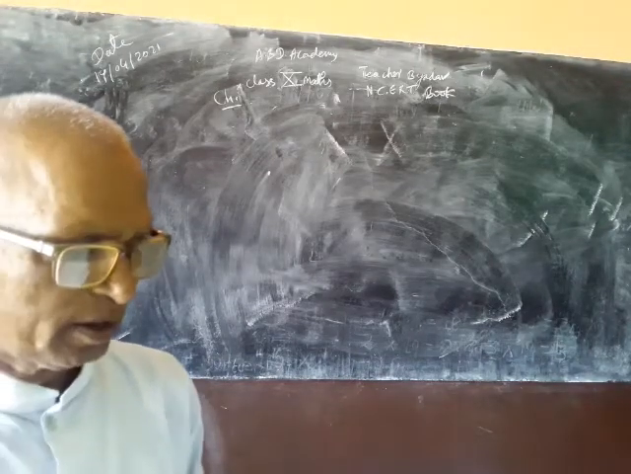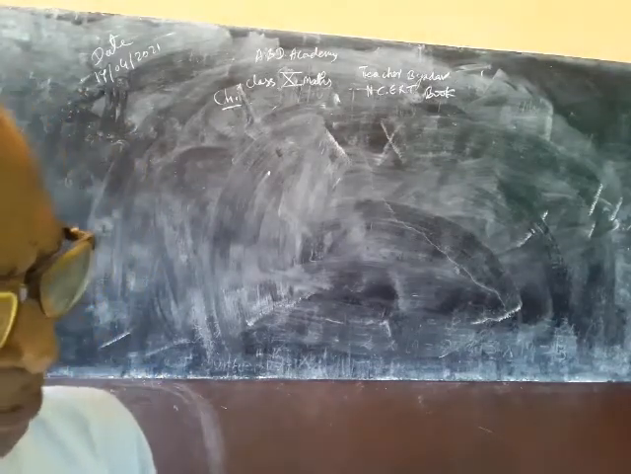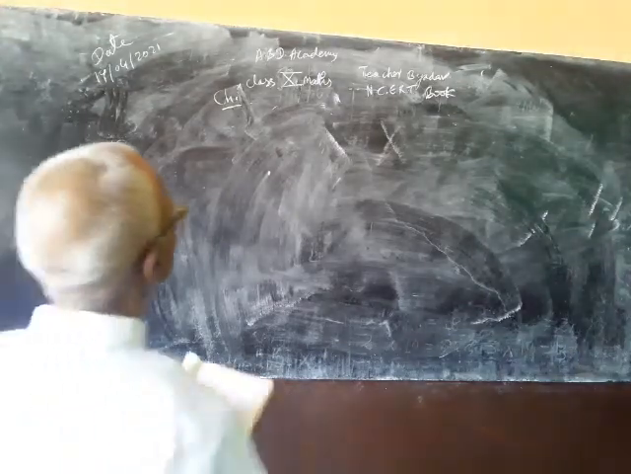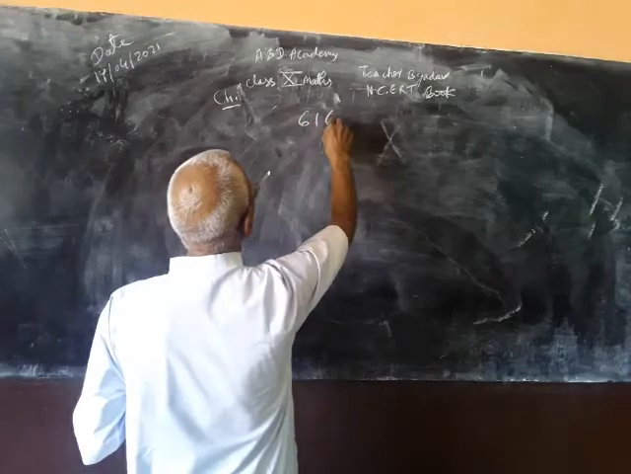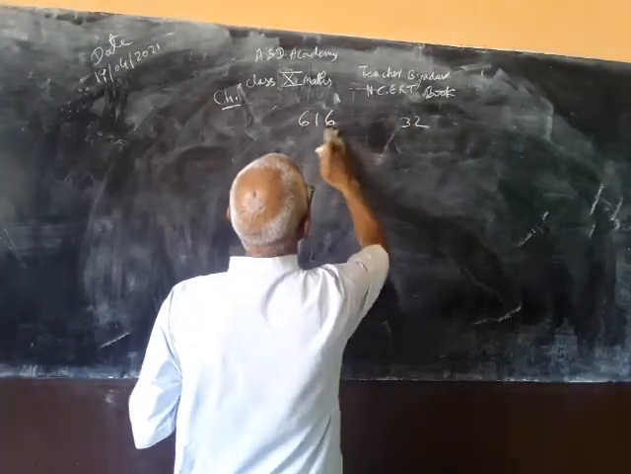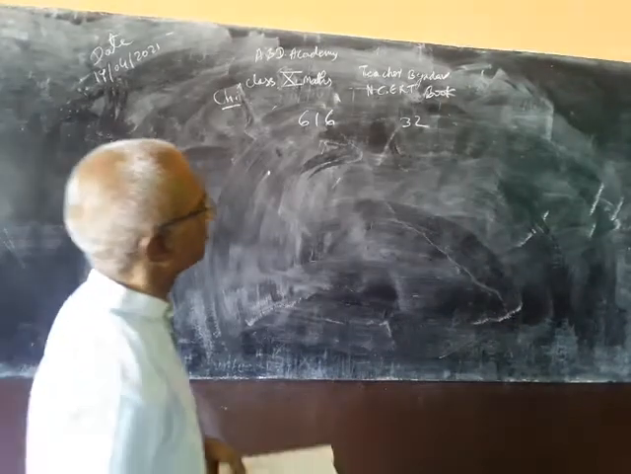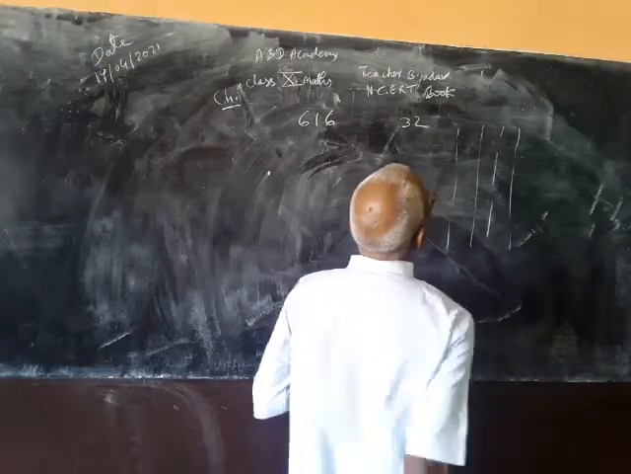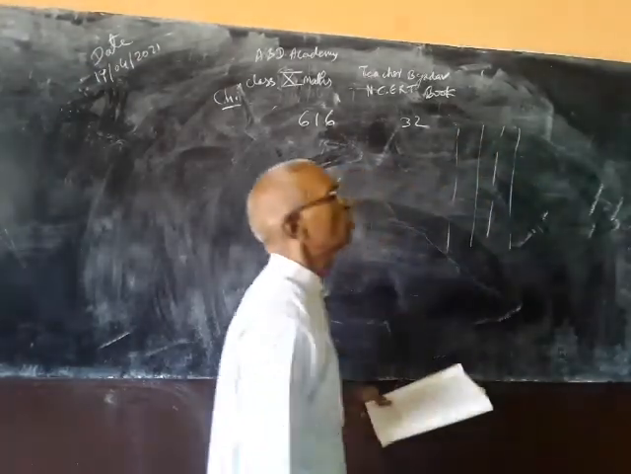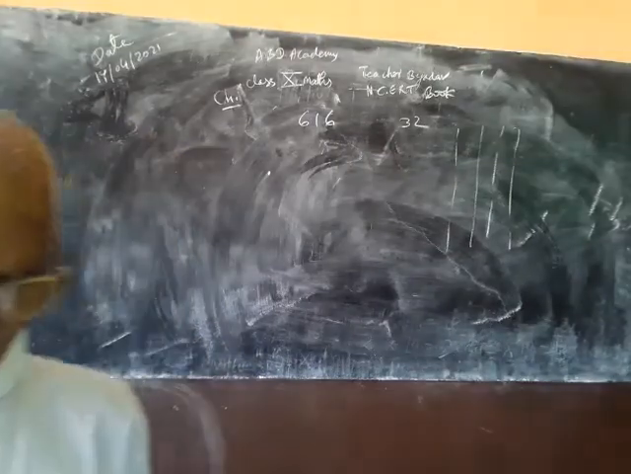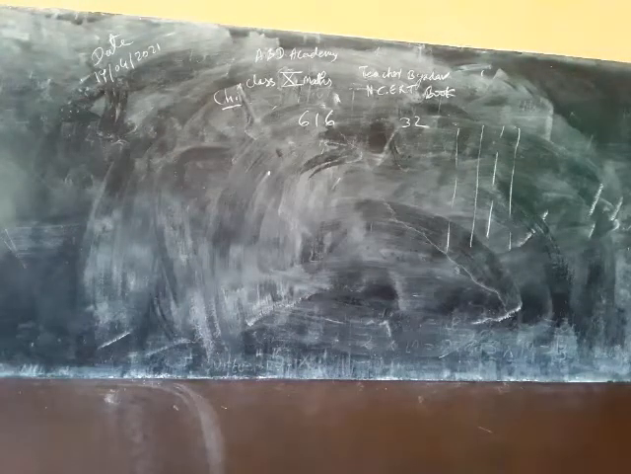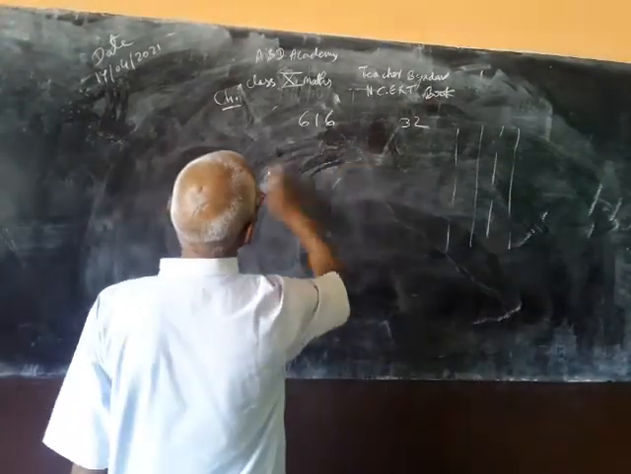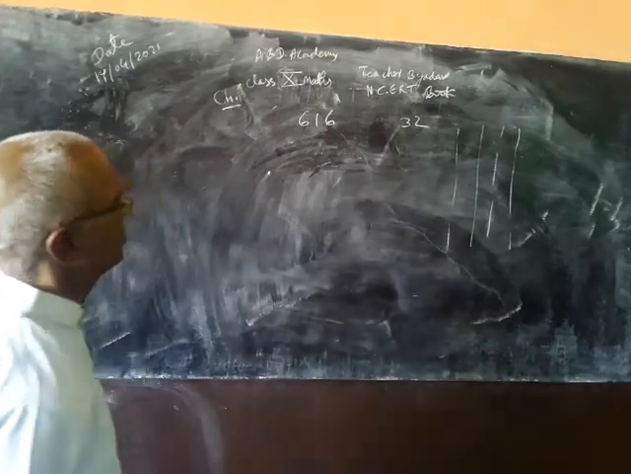Here the band has 32 members and the army contingent has 616 members. Two numbers are there, 616 and 32. There should be equal columns, meaning the number of members in the front row must be the same. So we shall calculate the HCF of the two numbers, 616 and 32.